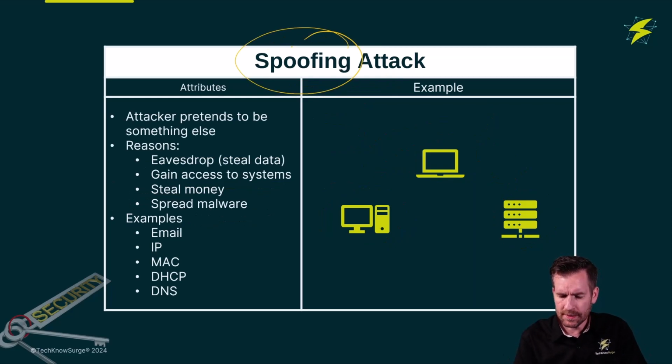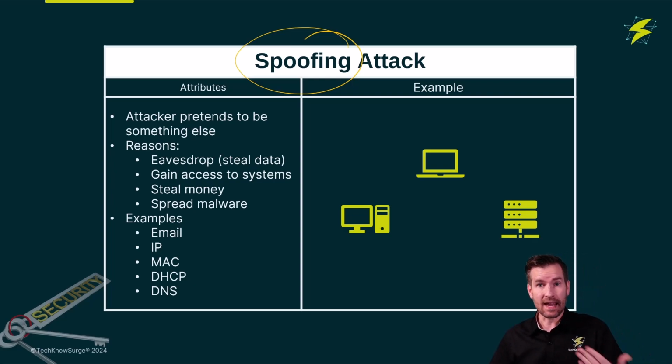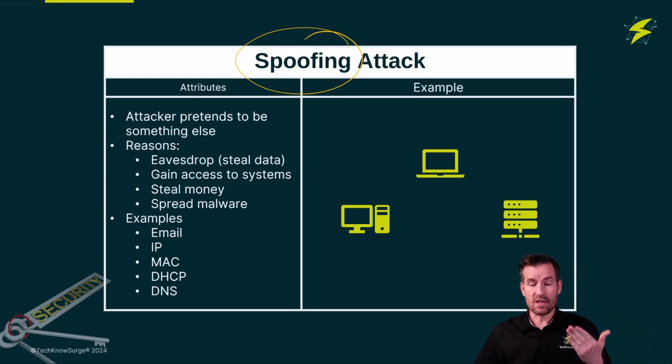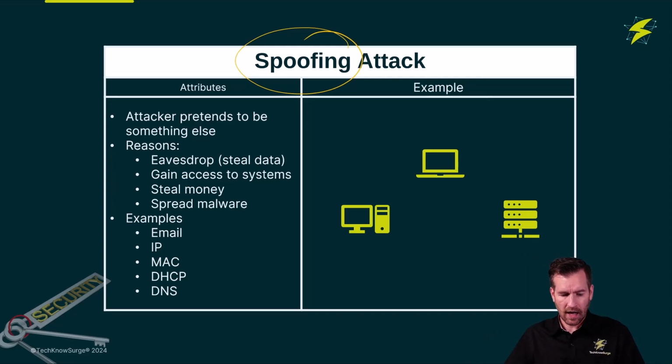Spoofing is when you pretend to be somebody or something else. And so a spoofing attack is just an imitation attack. What you're doing is you're imitating another machine, you're imitating an IP address, you're imitating a MAC address, you're imitating a DHCP server, an access point, a DNS server. There are many ways that you can actually spoof on networks nowadays. And so it just means that you're pretending to be somebody else.